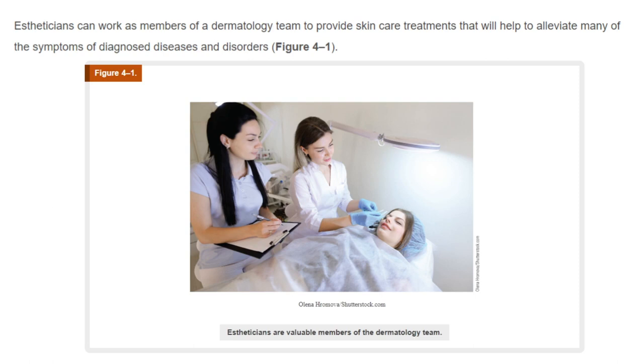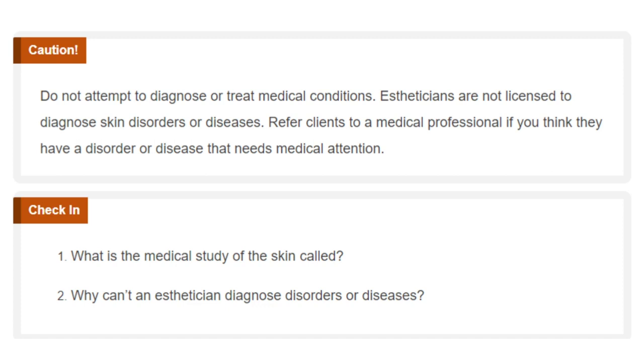Figure 4.1. Caution. Do not attempt to diagnose or treat medical conditions. Estheticians are not licensed to diagnose skin disorders or diseases. Refer clients to a medical professional if you think they have a disorder or disease that needs medical attention. Check in. What is the medical study of the skin called? Why can't an esthetician diagnose disorders or diseases?